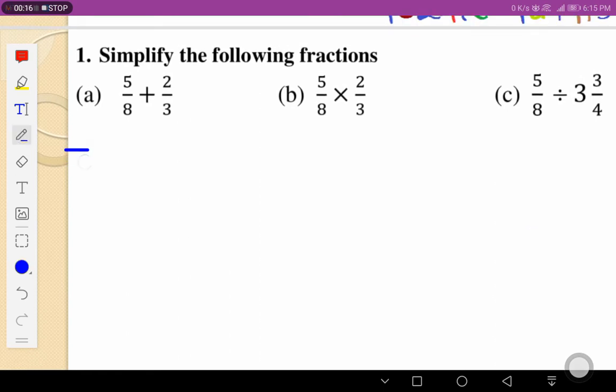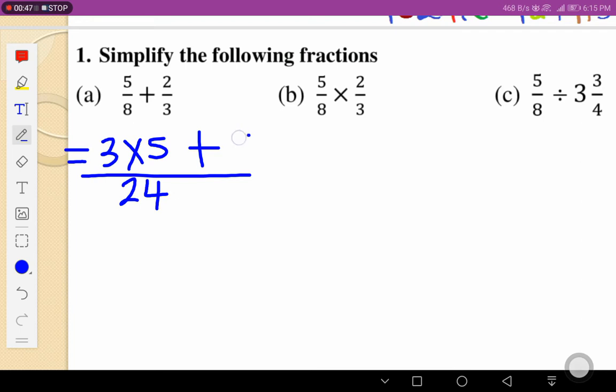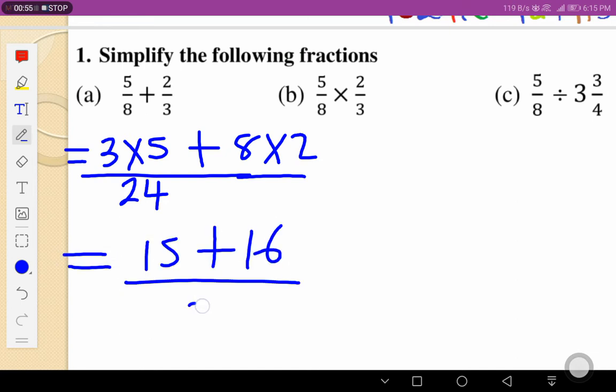So the first one then, 5 over 8 plus 2 over 3. We find the common factor of 8 and of 3. Our lowest common multiple here is 24. If I have 24 there, 8 into 24 I will get 3, times 5. Then plus, 3 into 24 is 8, 8 times 2. So I'll have 15 plus 16 over 24.